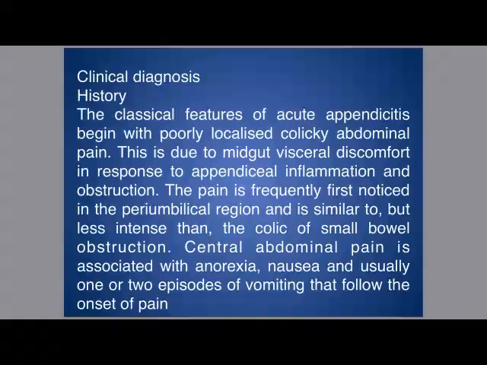This results from distension of the appendix, and the distension of the appendix causes stretching of the overlying visceral peritoneum and will convey the pain of autonomic characters, which is colicky, periumbilical, and poorly localized pain. The central abdominal pain is associated with what we call protective pylorospasm, which is manifested by anorexia, nausea, and usually two attacks of vomiting.